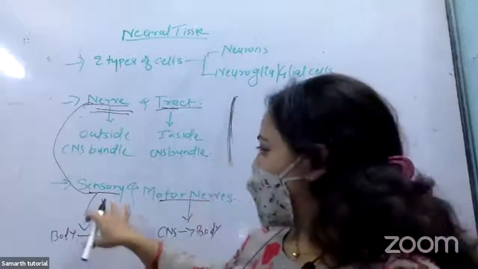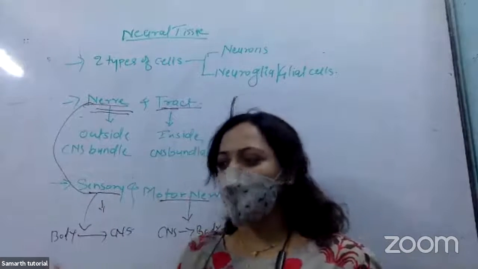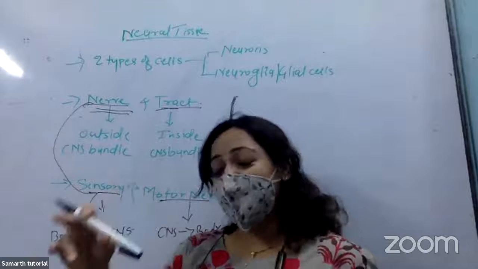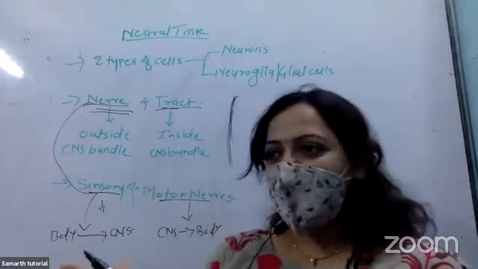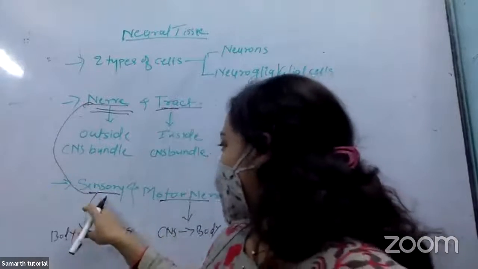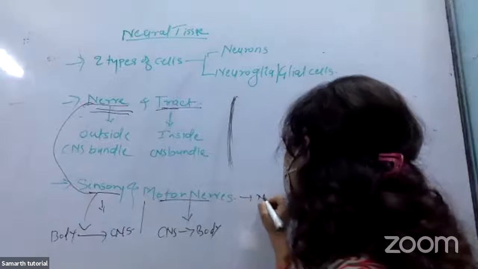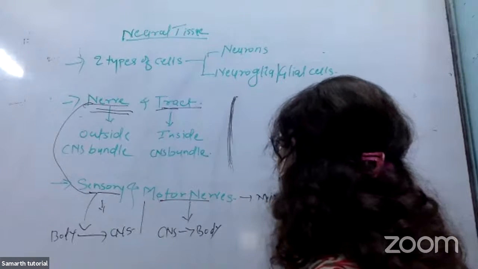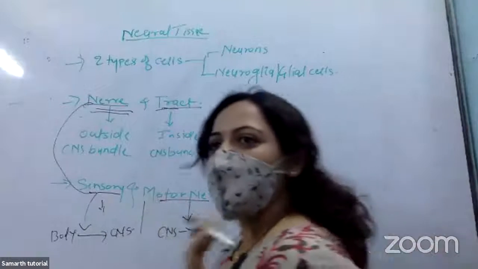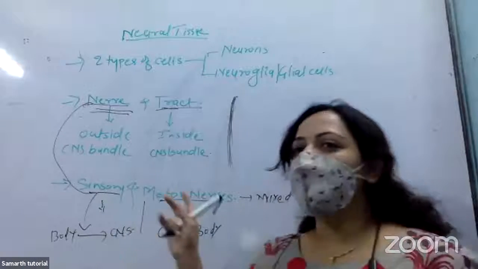Okay, so sensory and motor nerves. We will study the sensory and motor nerves when we go ahead, when we study the cranial nerves. There are three types of nerves actually: sensory and motor, and the third type is called a mixed nerve. What does that mean? They are both sensory and motor.